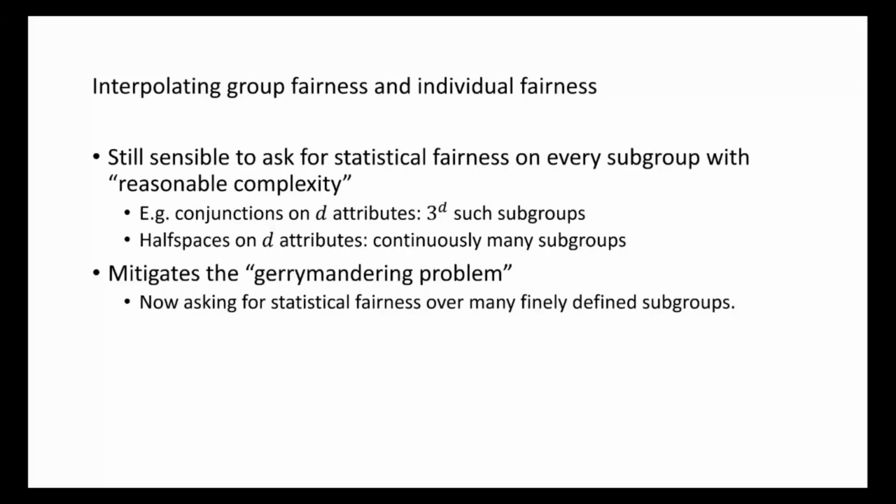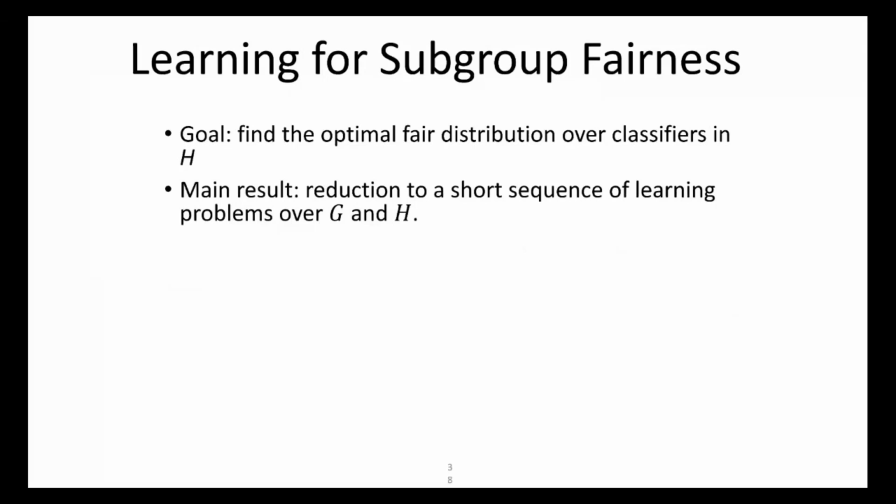But as it turns out, it still makes sense as a statistical problem to ask for these statistical fairness constraints, not just over a small number of coarsely defined groups like Black people and white people, but over exponentially many or even infinitely many groups that could be defined as, say, the ands of any subset of the protected attributes. Maybe I can separately ask for fairness on Black disabled women and Hispanic men over the age of 65, right?